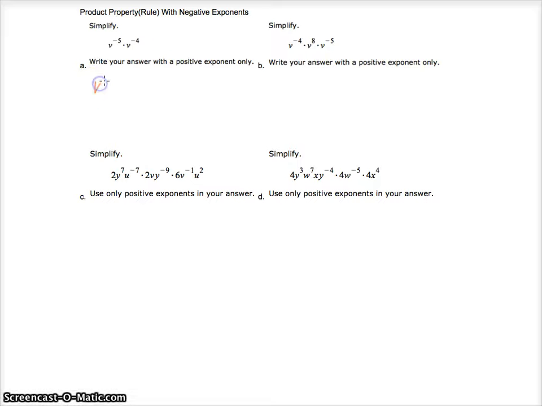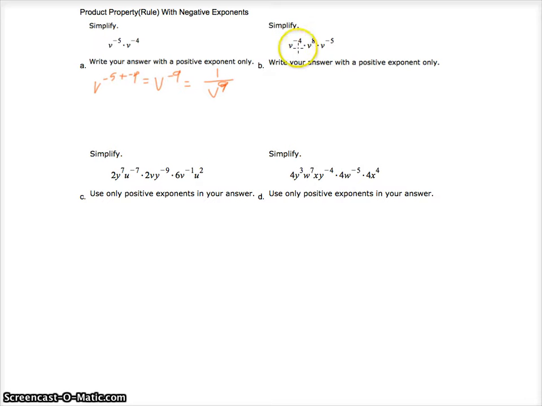So that is v to the negative 5 plus negative 4, which gives me v to the negative 9. I want to write it with a positive exponent only. So that means I'm going to apply 1 over v to the ninth, and then that's my solution.